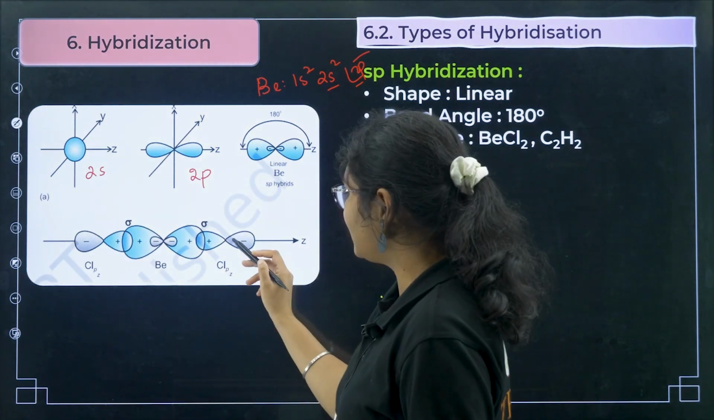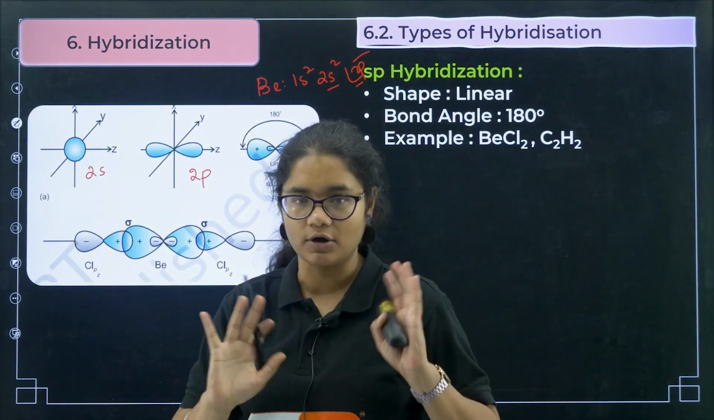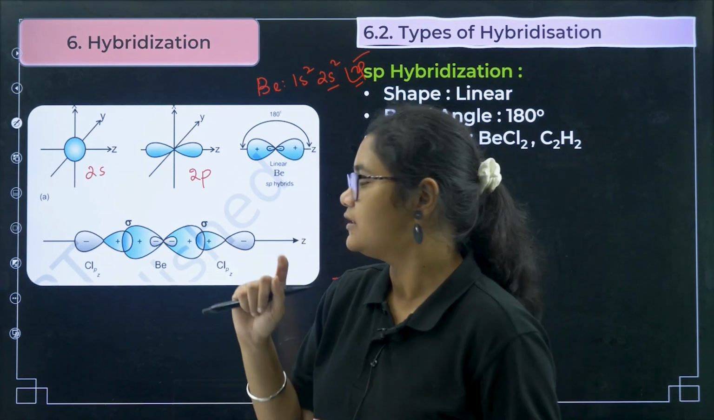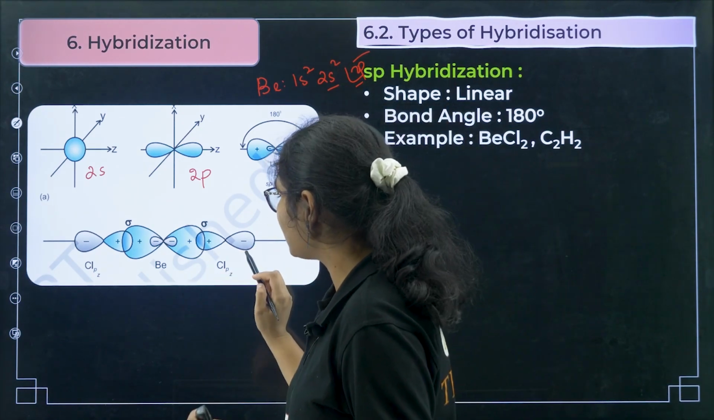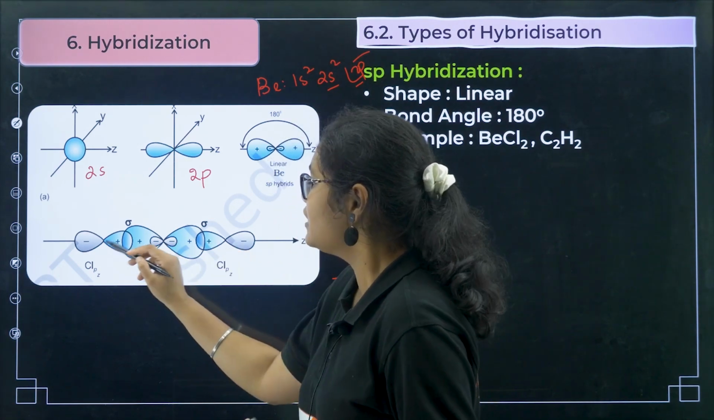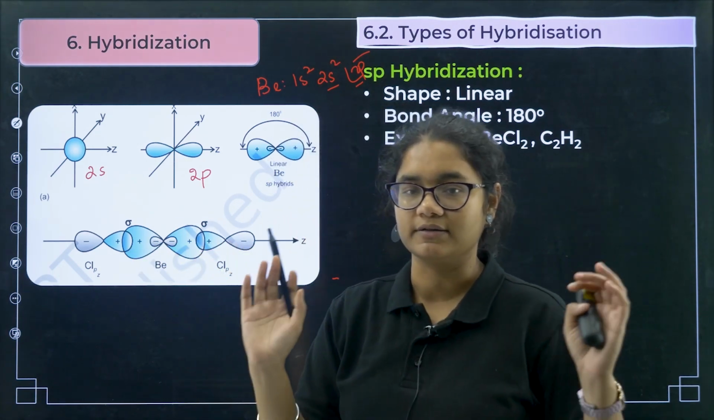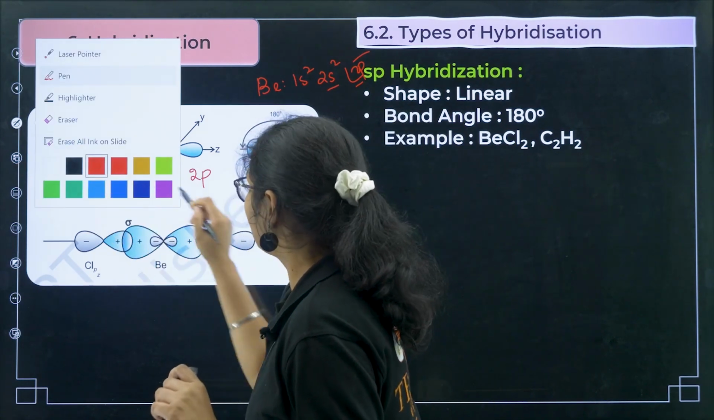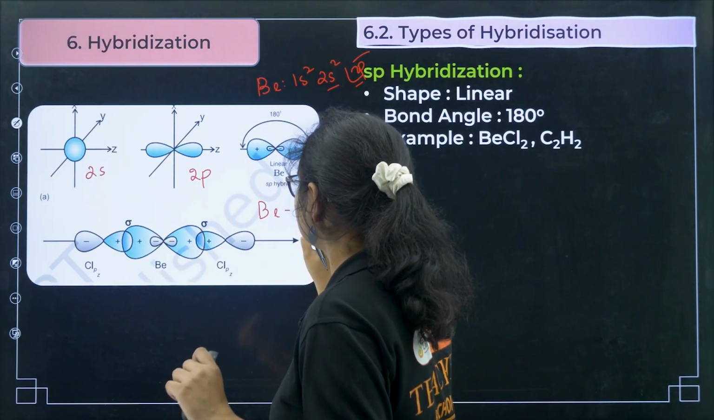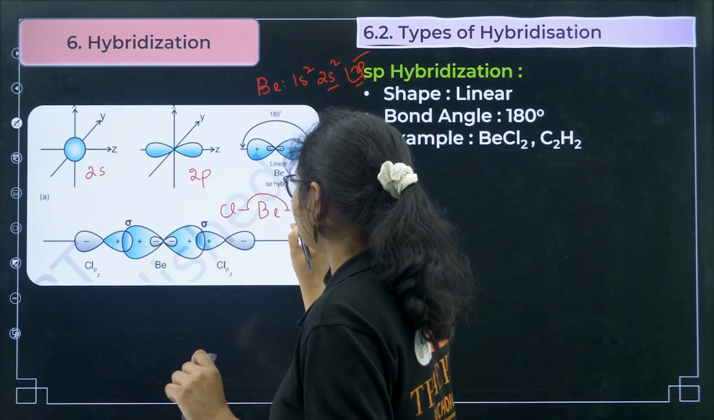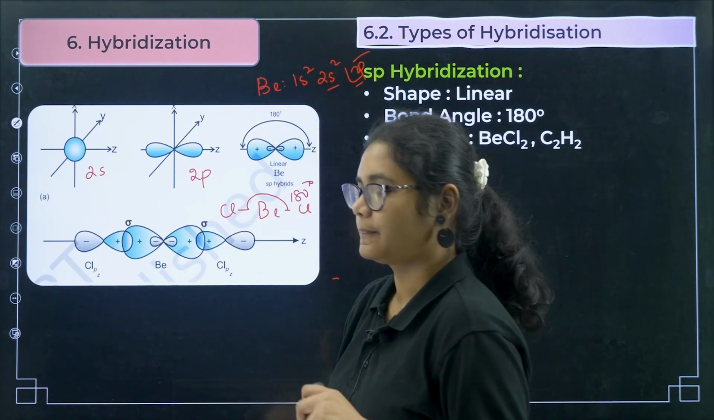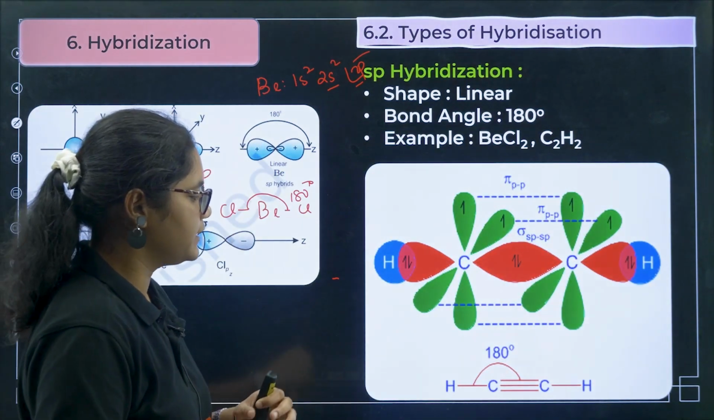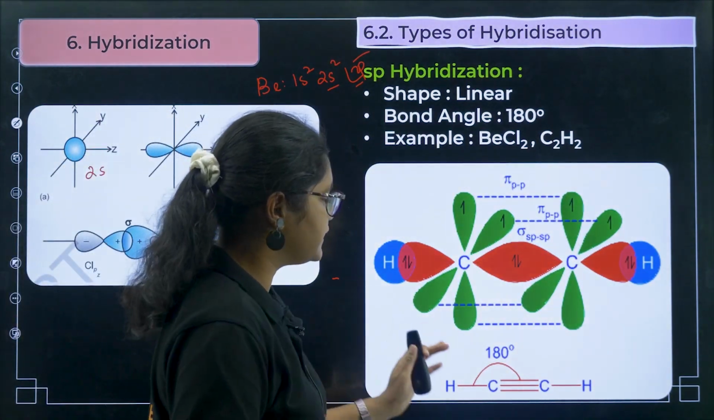So chlorine will come with its p orbital. Chlorine is not undergoing hybridization. The central atom will undergo hybridization. So chlorine is there with its p orbital to form a bond with the hybrid orbitals of beryllium. Now you can see the structure is like this: you have Cl, Be and Cl, and this angle is 180 degrees. Clear?